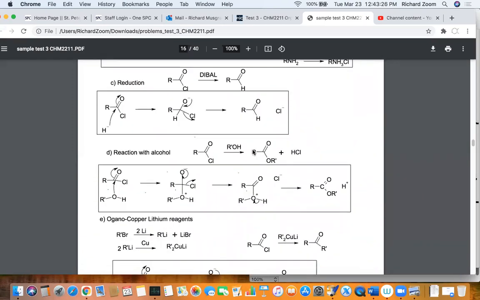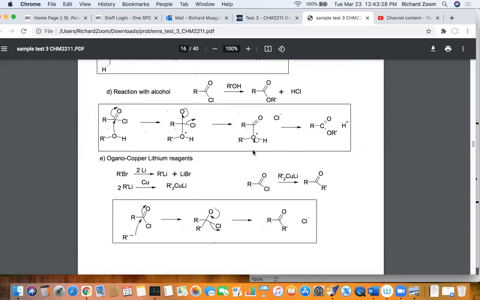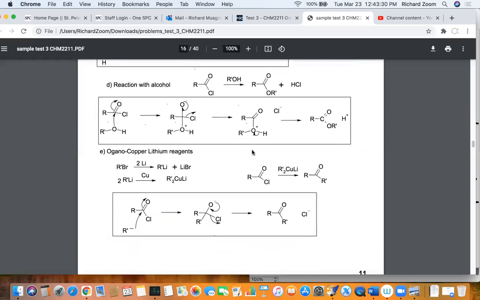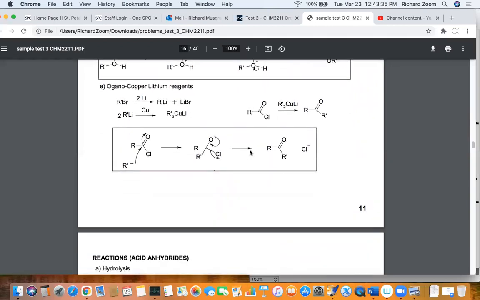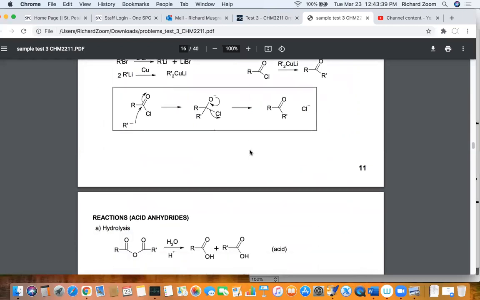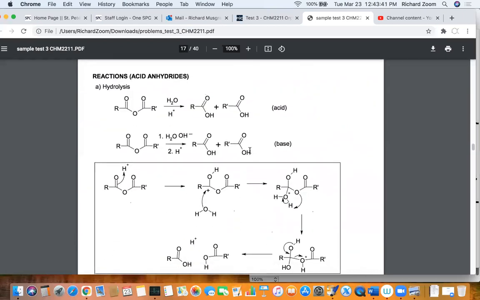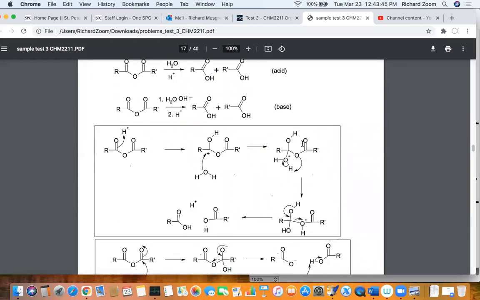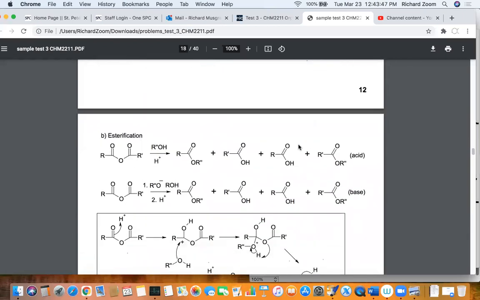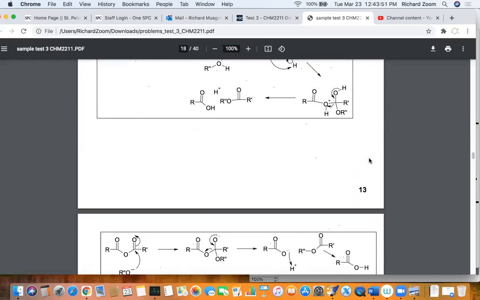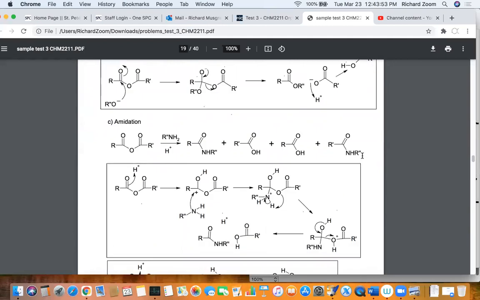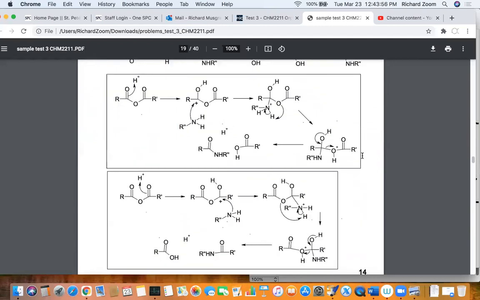Reduction, that would be B for basic. Reaction with alcohol, that would be N for neutral. Organocopper lithium reagents, that would be B for basic. Hydrolysis, acid and base, it's already marked. Esterification, acid and base, it's already marked. Amidation, that's acid.